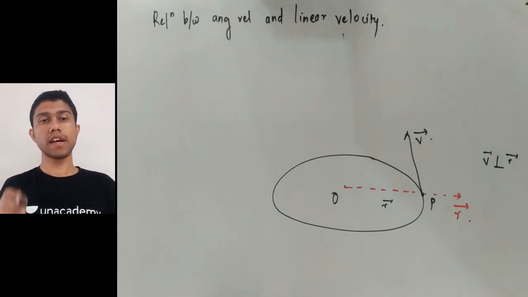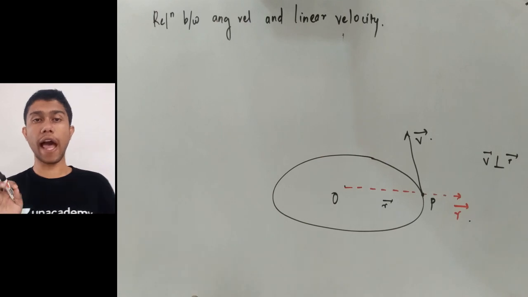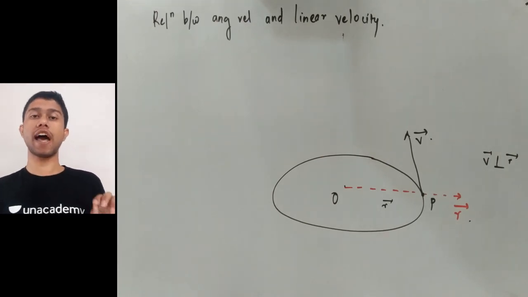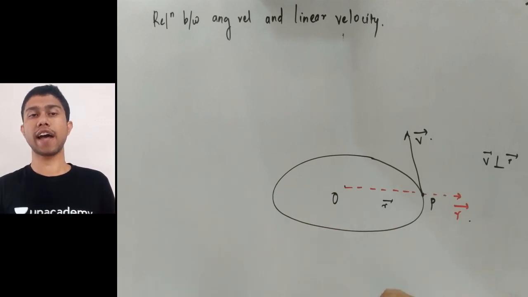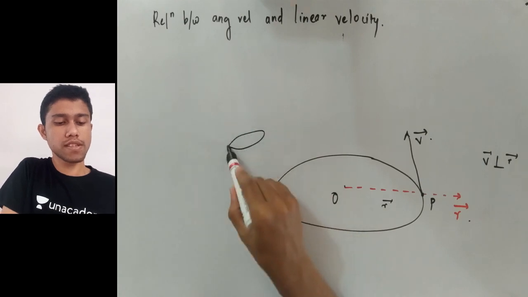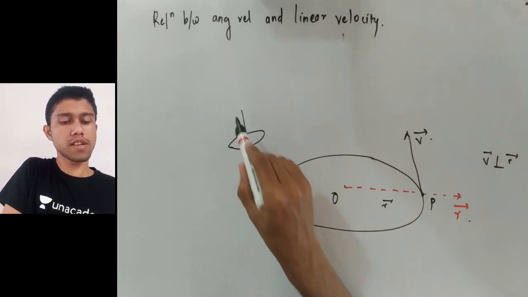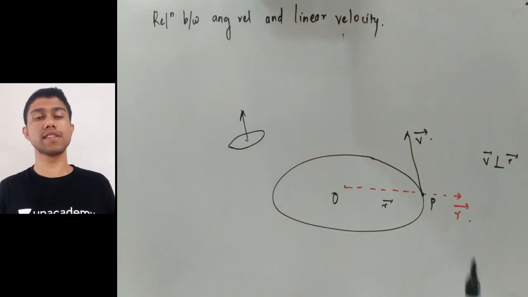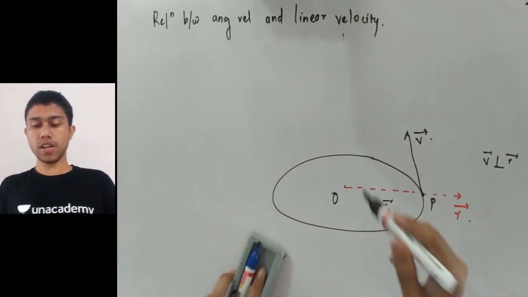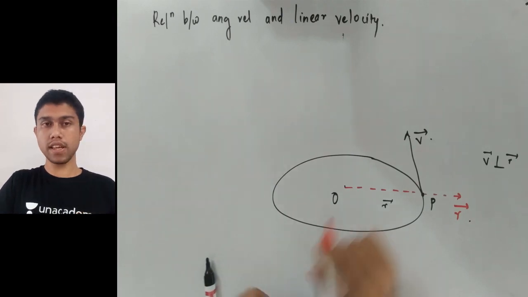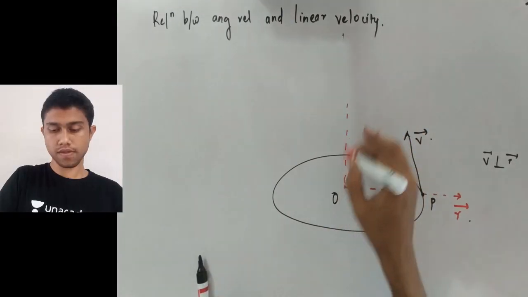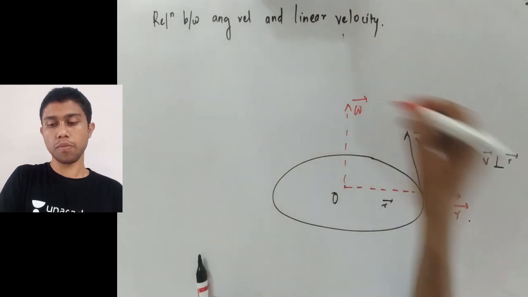Now, what is the direction of omega? That is the angular velocity. The angular velocity lies along the axial direction. So what is an axial direction? Axial direction means, suppose this is a bangle, then axial direction means this direction. This direction is called an axial direction, which passes through the center. Okay, so this direction will be called the axial direction. So this is the omega.